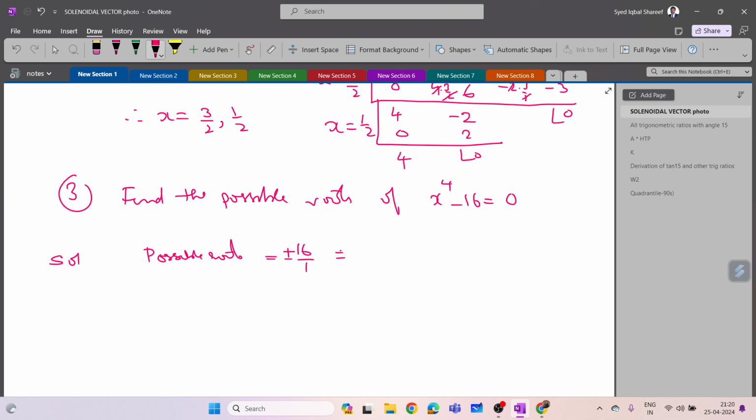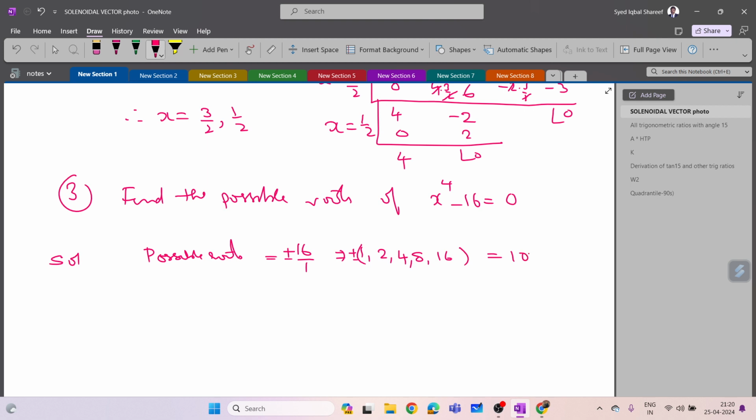So what will be the roots? 1, 2 is the factor. 1 times 16 is 16. 2 times 8 is 16. 3 will not go. 4 times 4 is 16. 5 will not go. 6 will not go. 7 will not go. 8 times 2 is 16. 16 times 1 is 16. These are the possible roots with plus or minus. So 1, 2, 3, 4, 5. 5 into 2 is 10 possible roots are there.